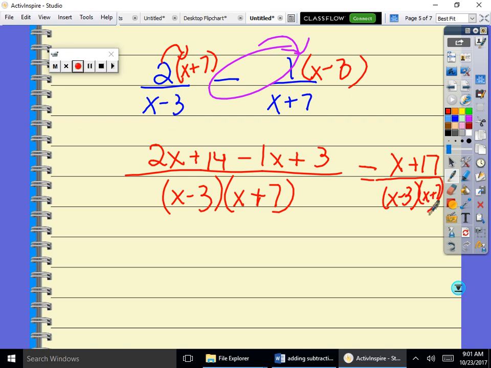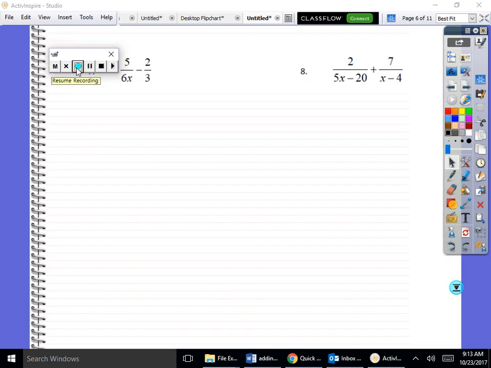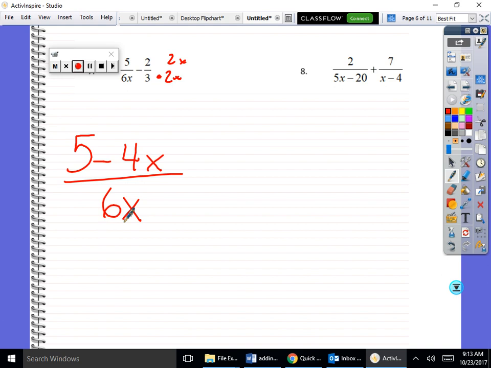There is a lovely back side of the paper that works all these skills again. I'm going to give you 10 minutes to complete the back. 10 minutes, we'll start going over the answers. The first one, what's the common denominator? 6x, so I need to multiply this by 2x. So you end up with 5 minus 4x over 6x. Questions? Good.